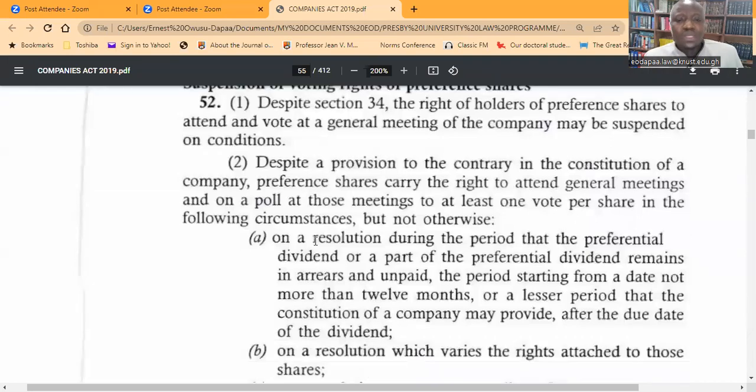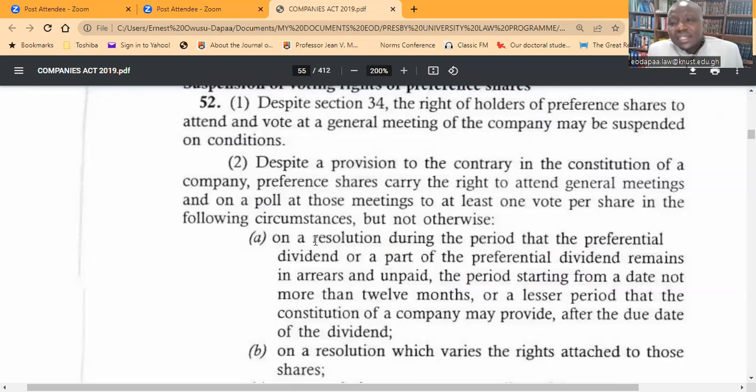So 52 subsection 2: despite a provision to the contrary in the constitution of a company, preference shares carry the right to attend general meetings and on a poll at those meetings to at least 1 vote per share in the following circumstances, but not otherwise. So 52.2 is first stating the general position that what section 34 is conferring on all shareholders also applies to preference shareholders, despite whatever is stated in the constitution of the company.